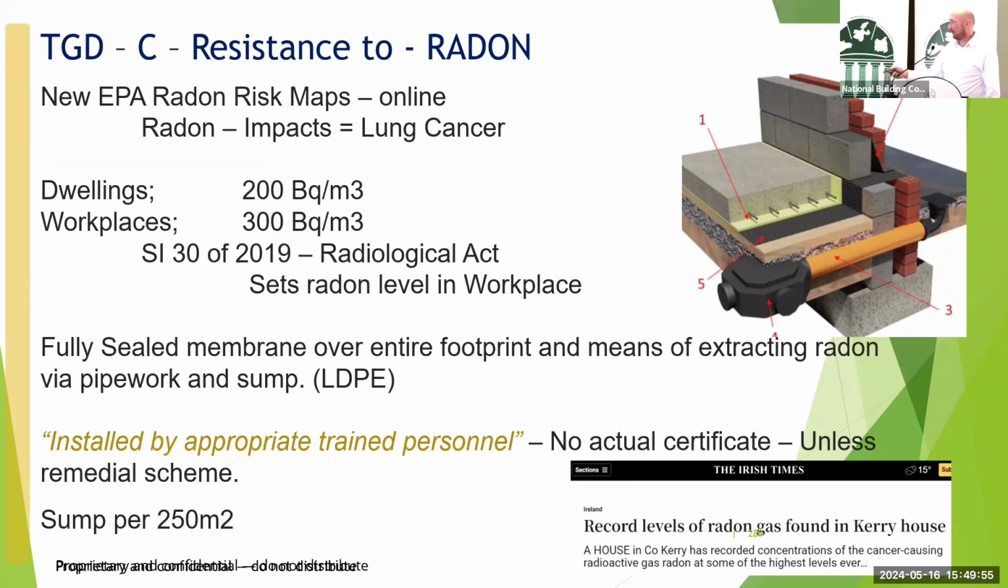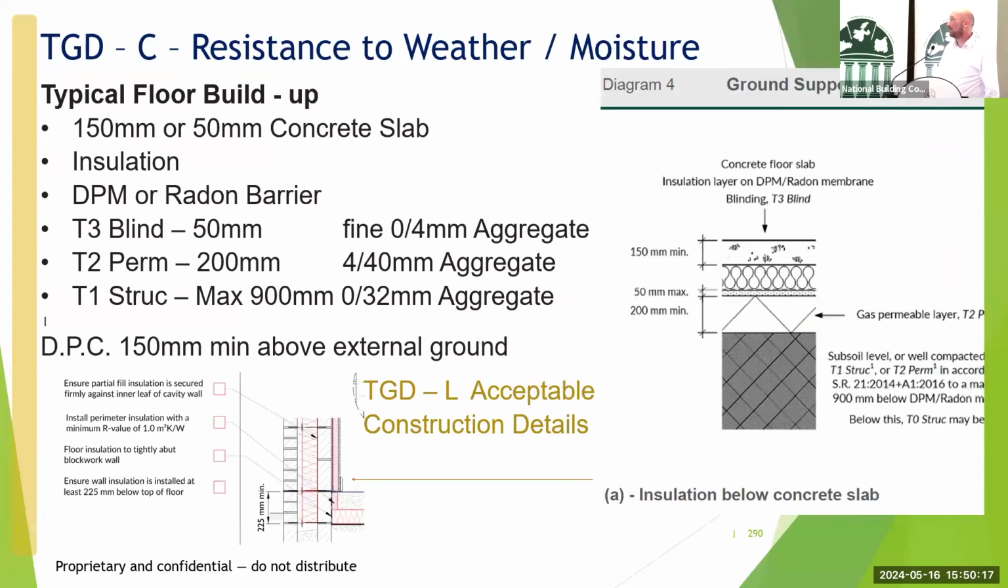Then I just put an extract there from the Irish Times. Down in Kerry, we found a house that had 185 times above the maximum allowable rate. And someone equated it in the article to getting a radiation exposure of 125 chest x-rays a day. So it's serious, and it can be disastrous for the people living in the house.